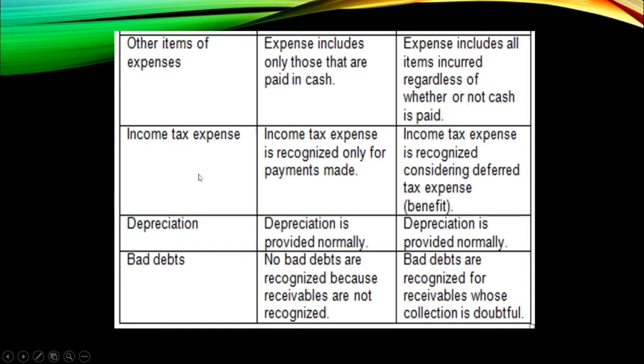For income tax, expense is recognized only for payments made. In accrual, income tax expense is recognized considering deferred tax expense or benefit. Depreciation is provided normally. So, they are the same. For bad debts, no bad debts are recognized because receivables are not recognized. Bad debts are recognized for receivables whose collection is doubtful.